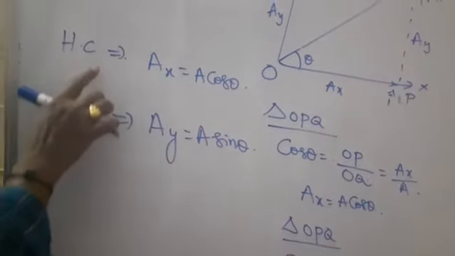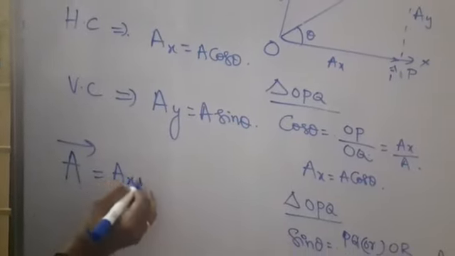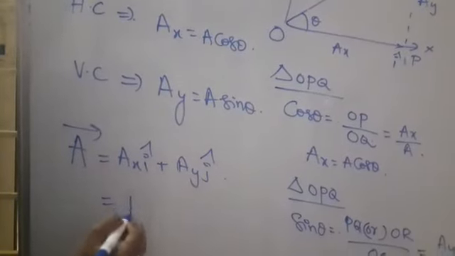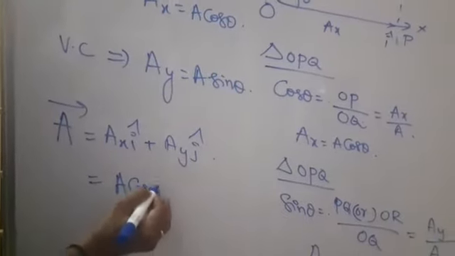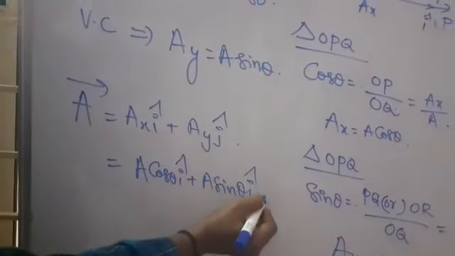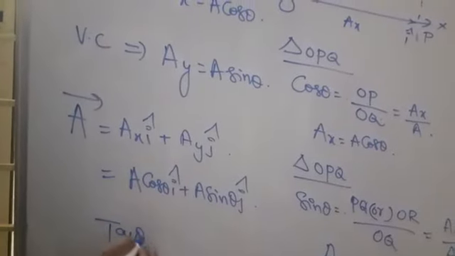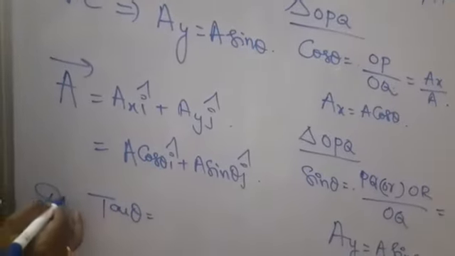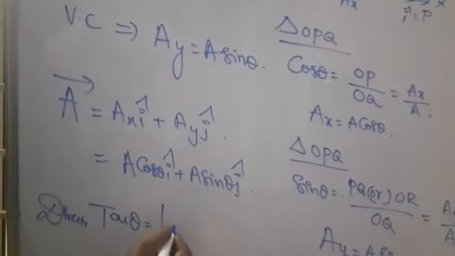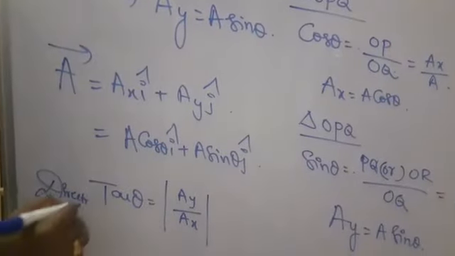So this is the horizontal component and the vertical component. The resultant vector is equal to Ax i cap plus Ay j cap. So therefore A cos theta i cap plus A sin theta j cap. Right? Direction: tan theta is equal to Ay divided by Ax. Okay.